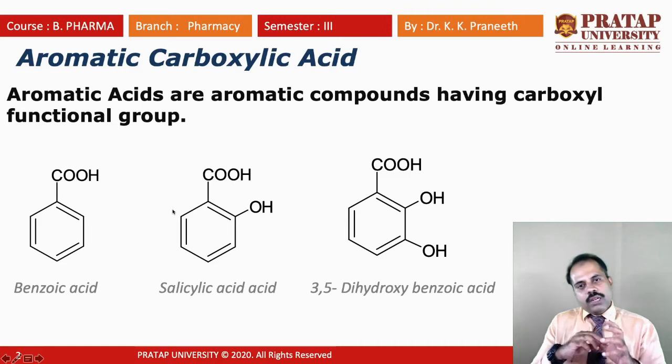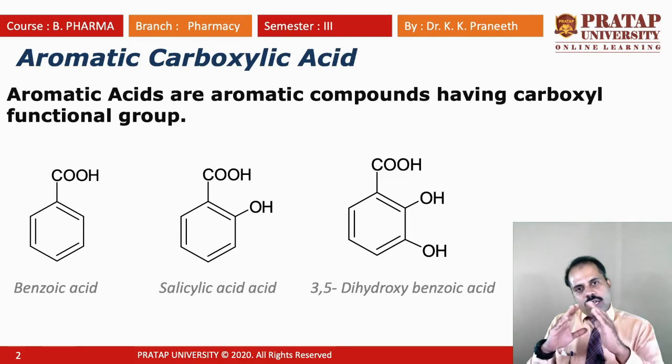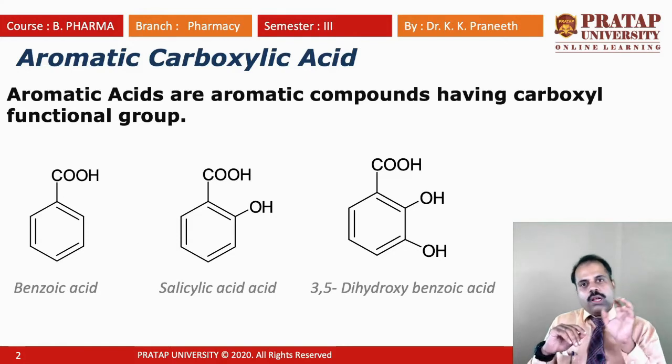So the take home message is that an aromatic carboxylic acid contains an aromatic ring with a carboxylic acid. Even though it contains some other group like a nitro group or hydroxy group attached to the benzene ring like this, it is still called an aromatic carboxylic acid, and these are all some examples.